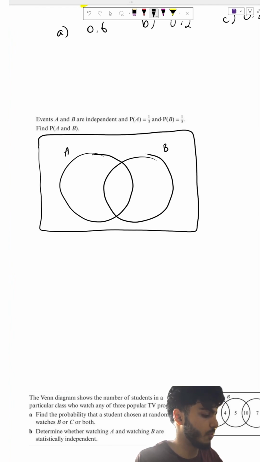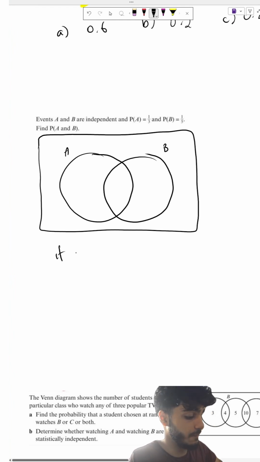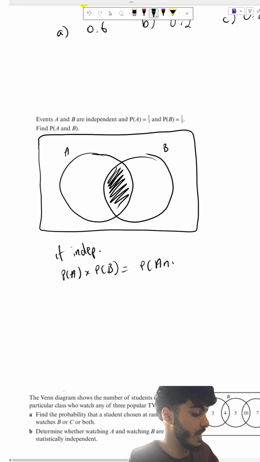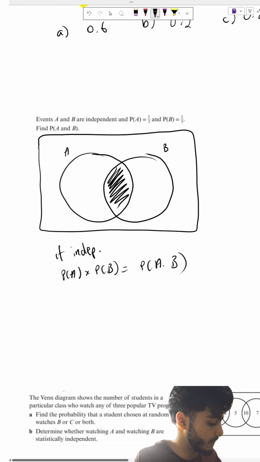So probability of A is 1/3. Probability of B is 1/5. If they're independent, yes, it's 1/15. How did we get 1/15? We got 1/15 because if they're independent, write this down, you multiply. Good. If independent, then your center bit, probability of A times probability of B, is going to equal probability of A and B. This should really be like a curve, like so.